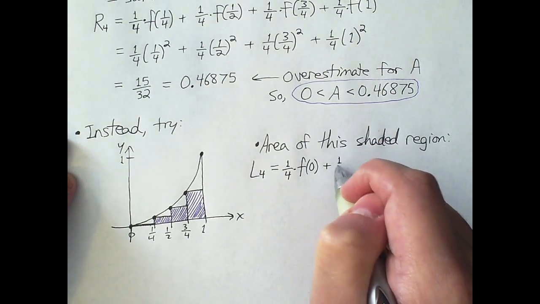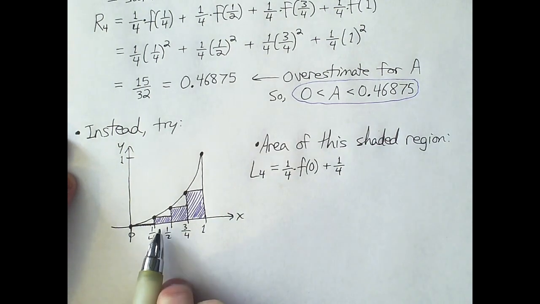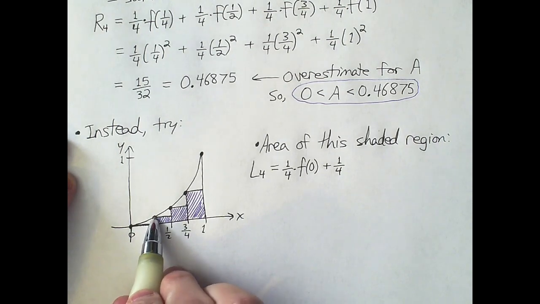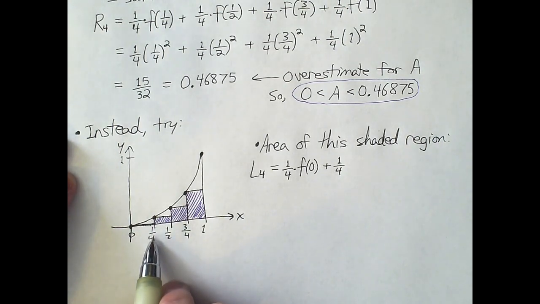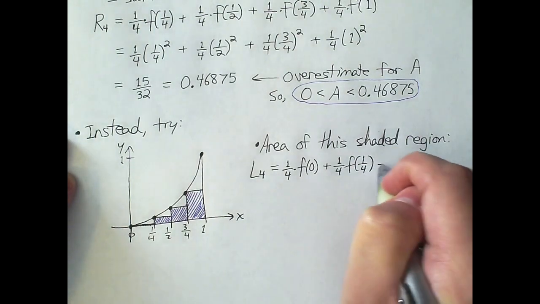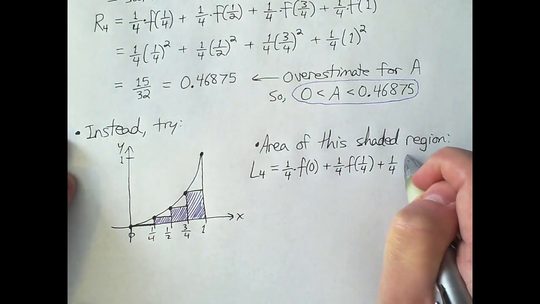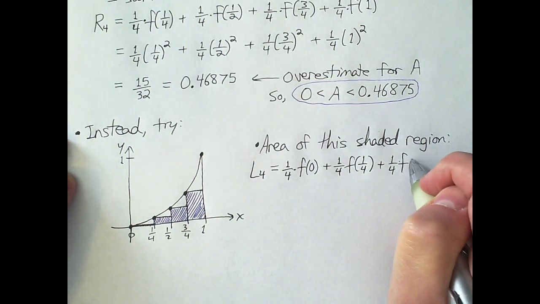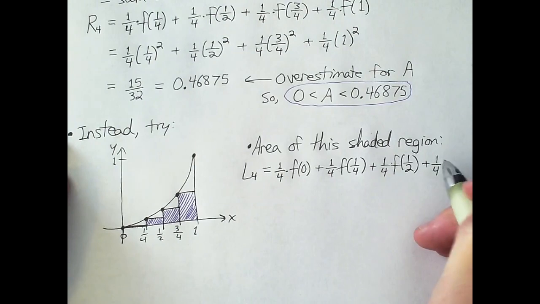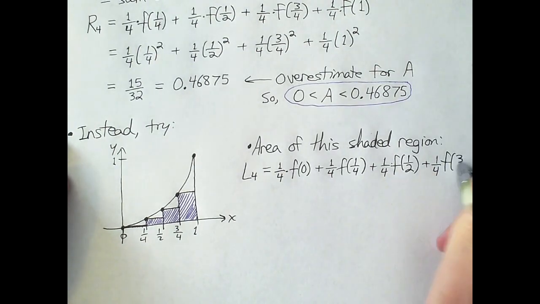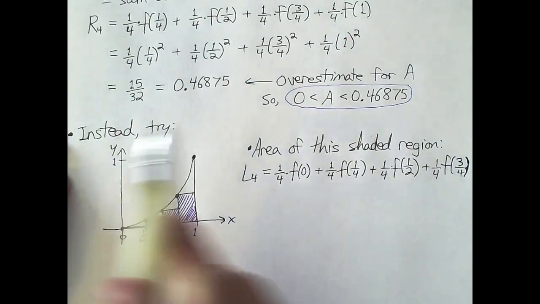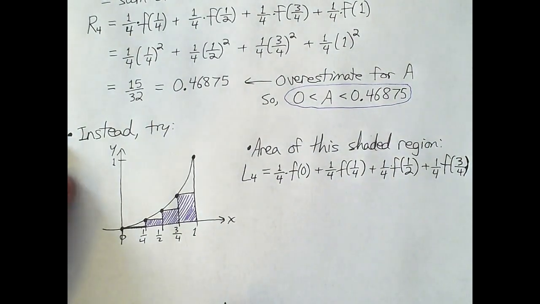The second rectangle has a width of 1/4 and a height of, how high up is this dot? That dot is at a height of f of 1/4. And then the third rectangle, width of 1/4 and a height of f of 1/2. And the fourth one has a width of 1/4 and a height of f of 3/4. This almost looks like what we did above, but not exactly the same. It's going to get us a different number.